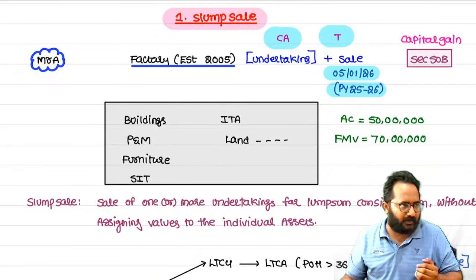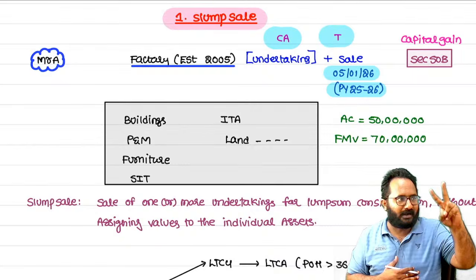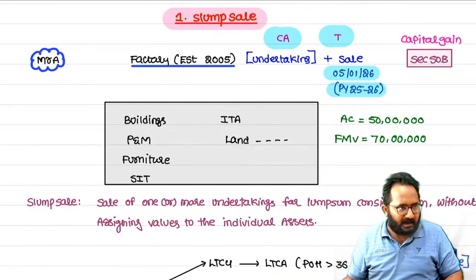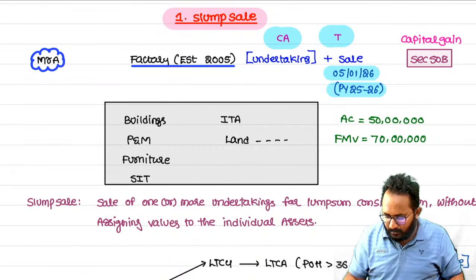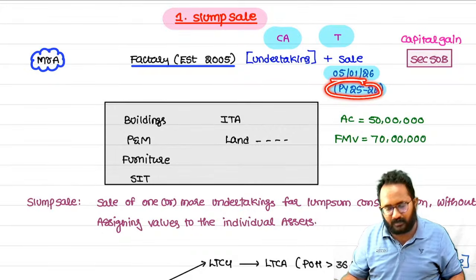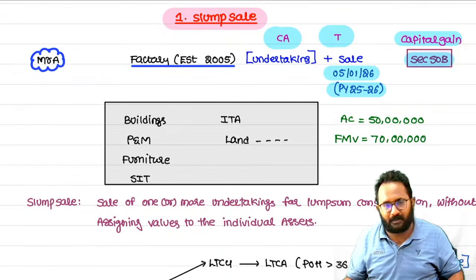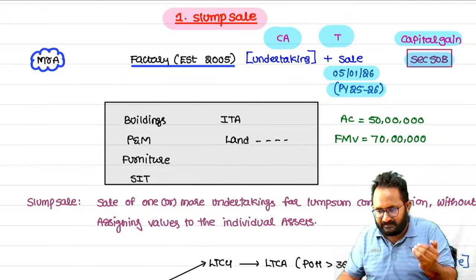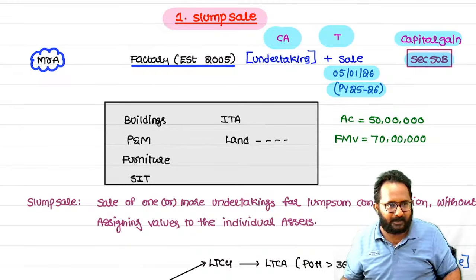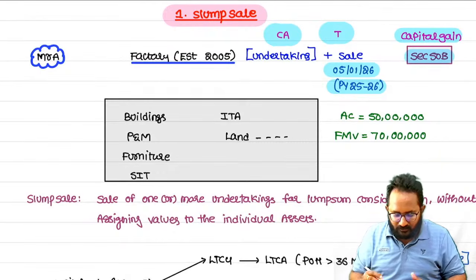Previous year 25/26. You know some basics of capital gain. We have to calculate capital gain if 2 conditions are satisfied: one is a capital asset, another one is transfer. When do we have to calculate capital gain? In the year of transfer. But we have to follow a separate section for computing capital gain. What is the separate section? Section 50B. If a slum sale is done, we have to calculate capital gain under the separate section 50B. Understood?